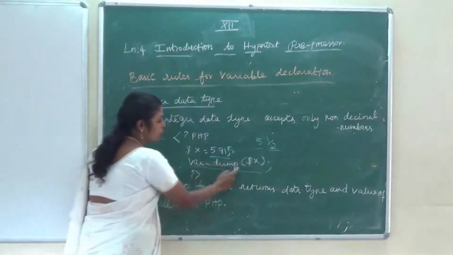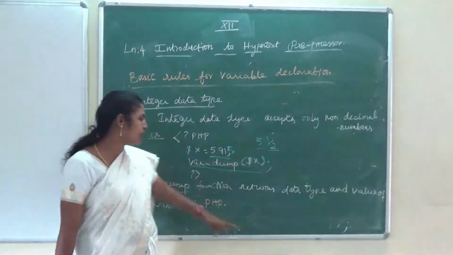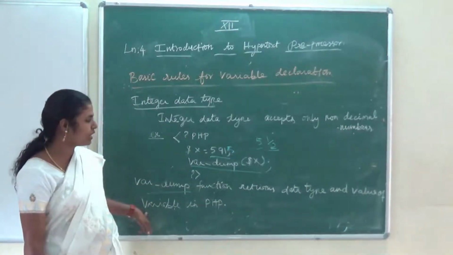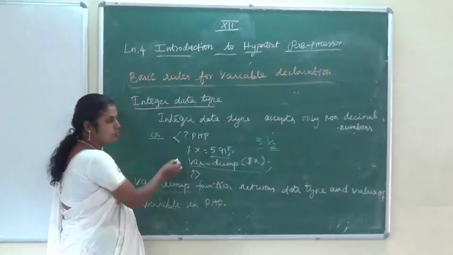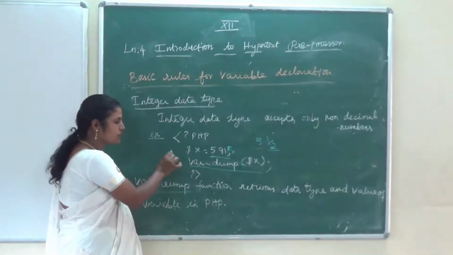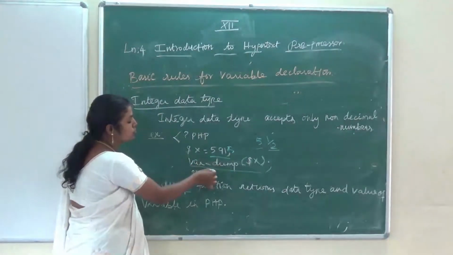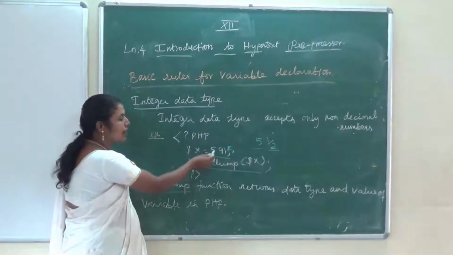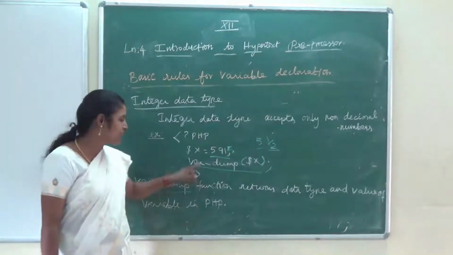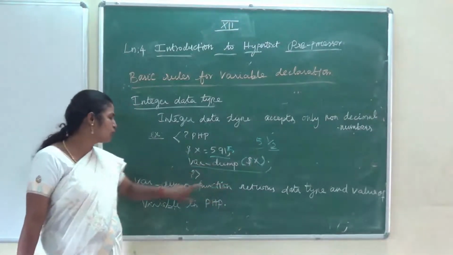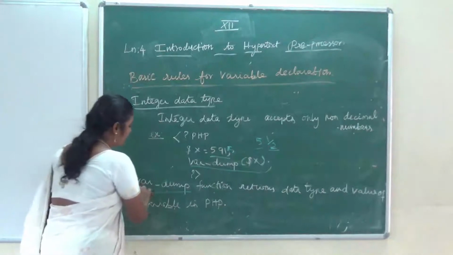Now you see var dump is a function. What is the use of the var dump function? It returns the data type and value of the variable. For example, here 591 is a value, x is a variable. In the PHP program, we did not specify any data type. But when we write var dump, it explains x is a variable, 591 is a value, and that value is what data type? Integer data type. Like that, the var dump function is used to explain to the program.